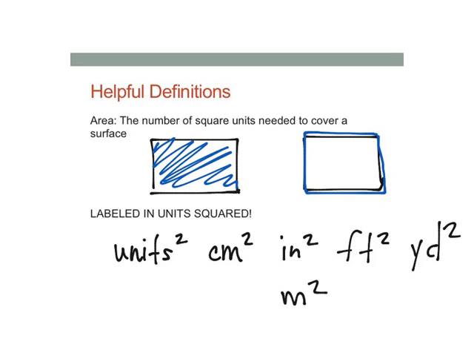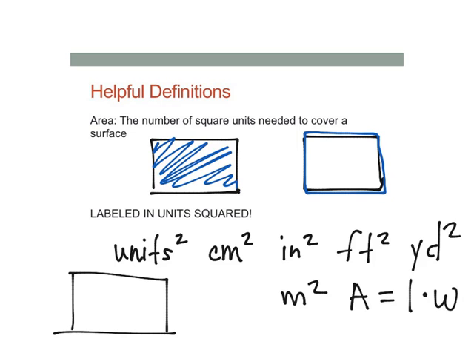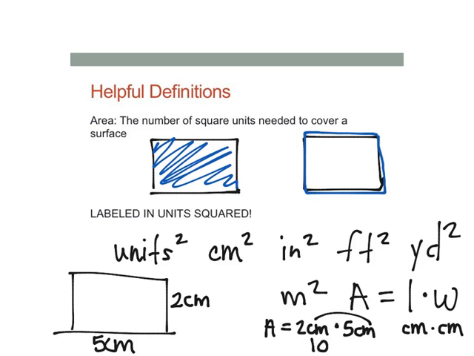And the reason for that is when you find the area of something, what you're doing is multiplying the length times the width. So for example, if this was 2 centimeters and this was 5 centimeters, to find the area, we are taking 2 centimeters times 5 centimeters. Now, when we do that, we have 10, but the reason it's squared is because we're actually taking this centimeter and multiplying it by this centimeter. This gives us centimeters squared.